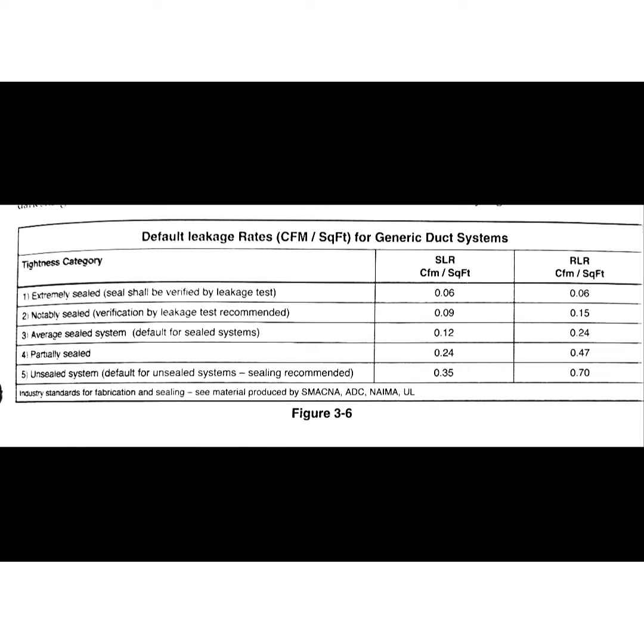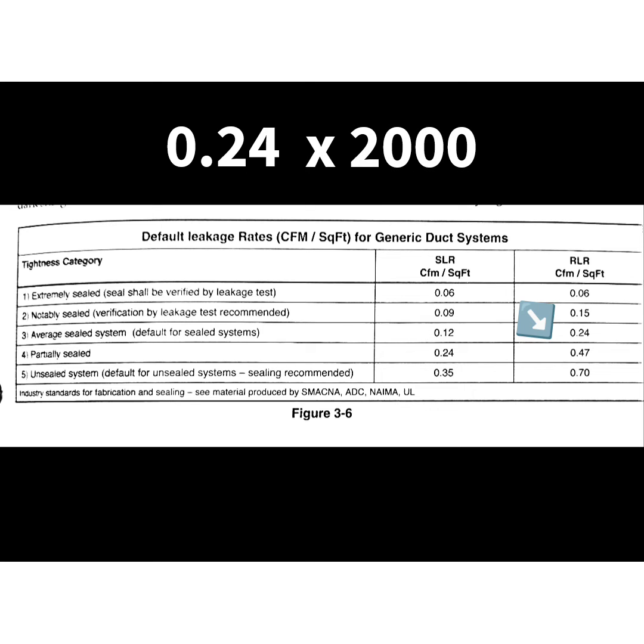So Manual J also provides figure 3-6, default leakage rates for generic duct systems. If we don't have any duct leakage numbers to go by, we have to use this chart. For typical average sealed systems, so that's row number 3, we would want to use a multiplier of 0.24 for our return leakage rate. Because remember, we're not concerned about supply leakage, we're only concerned about return leakage. So 0.24 times the square footage. In this case, it's 2,000 for our sample house.